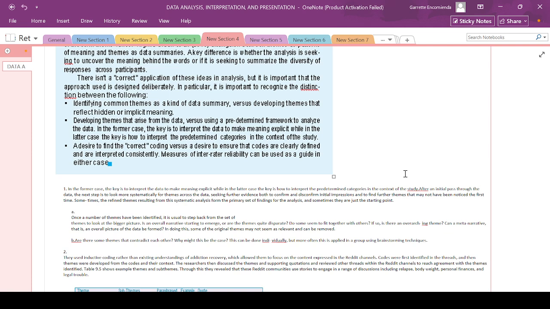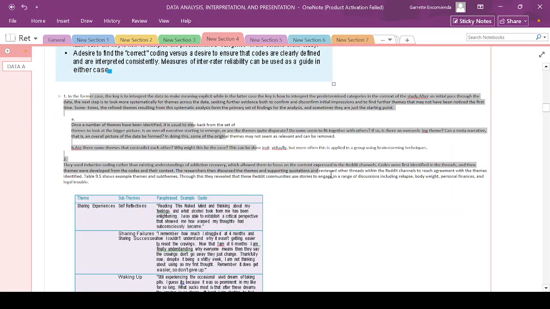A desire to find the correct coding versus a desire to ensure that codes are clearly defined and interpreted consistently. Measures of inter-rater reliability can be used as a guide in either case. In the former case, the key is to interpret the data to make meaning explicit, while in the latter case, the key is how to interpret the predefined categories in the context of the study.